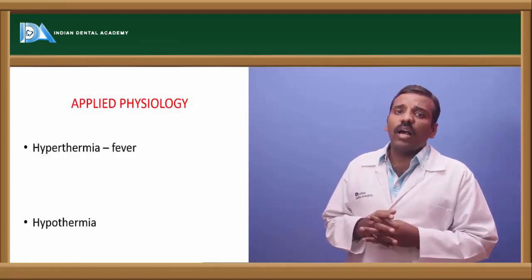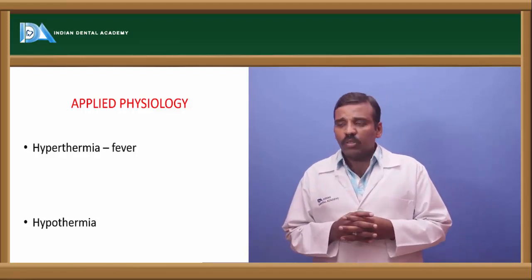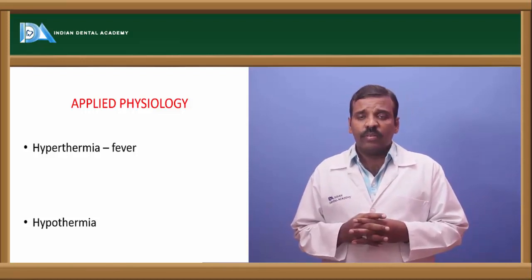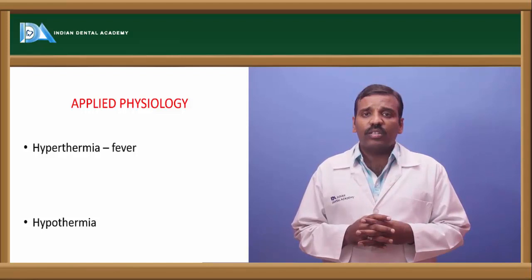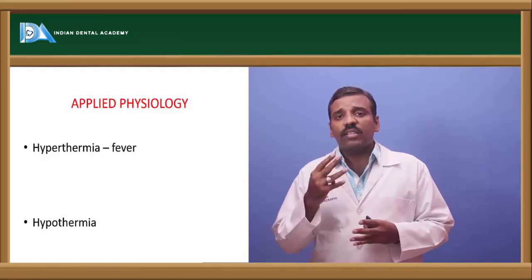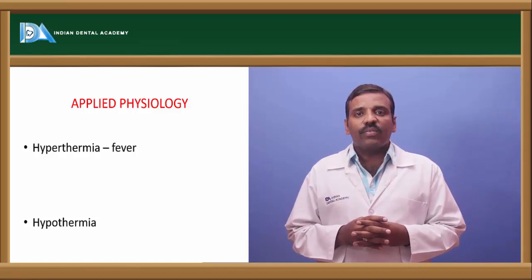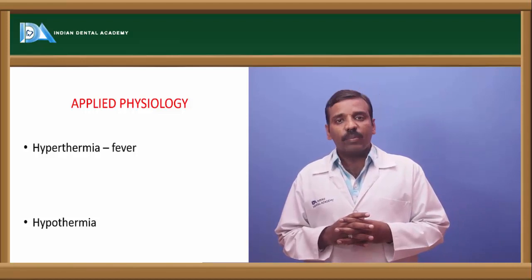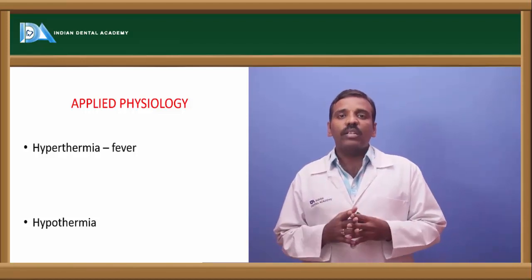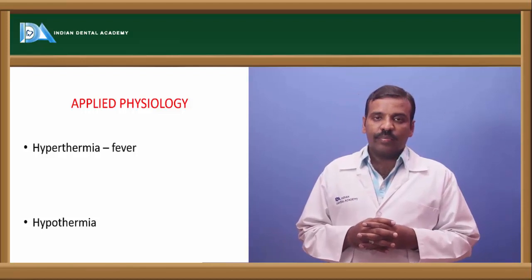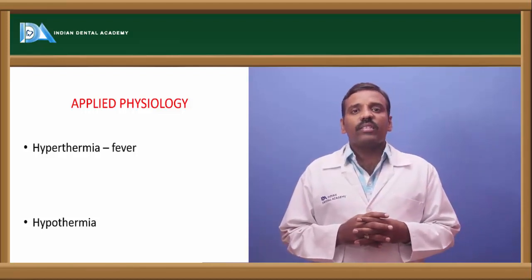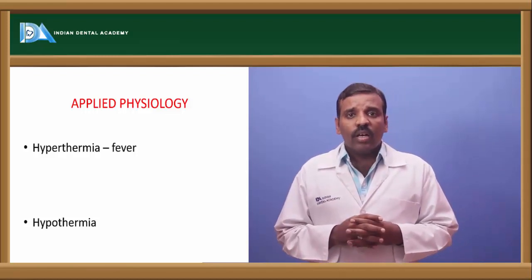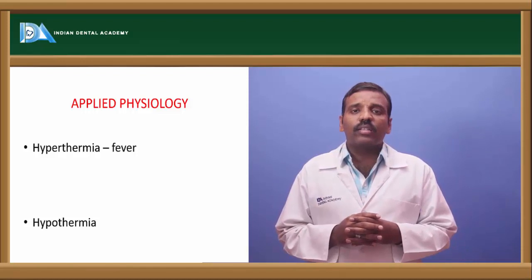And next, if you see the applied factors, one is hyperthermia and another one is hypothermia. Hyperthermia means fever. Fever means increased body temperature. This fever is of three types: continuous fever, remittent fever and intermittent fever, depending upon the temperature increase and decrease. Continuous fever means once the temperature is increased, it remains continuous. That is called continuous fever.